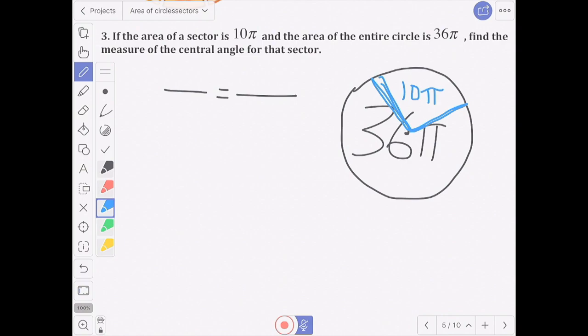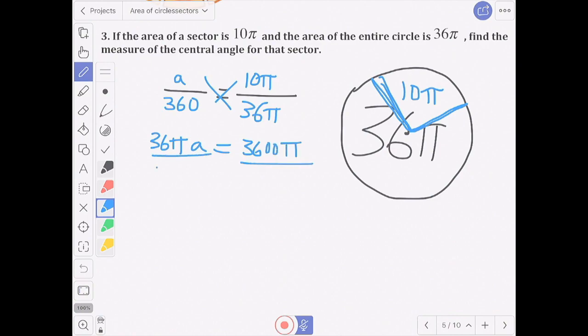And if we follow the formula, where it's the angle over 360 equals the area of the sector, part of the circle, over the whole circle, we've actually laid out a good plan to figure out how much that angle is worth. So I'm using the formula in a slightly different way. Cross multiplying, and you get 36 times pi times a equals 360 times 10 pi, which would be 3,600 times pi. There's only one more step left to do, and I can do this without a calculator, and maybe you can too, is to divide by 36 pi.